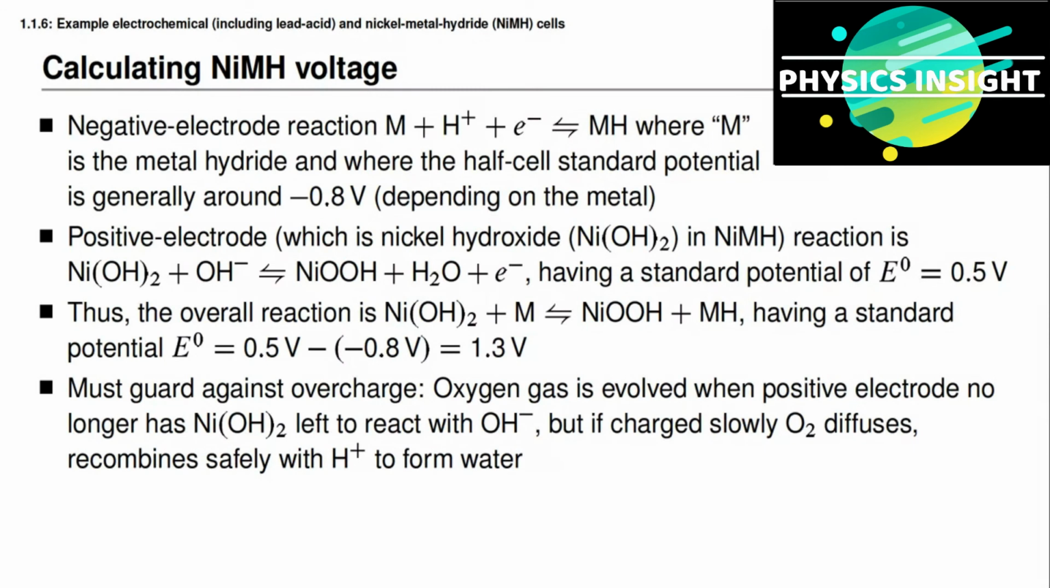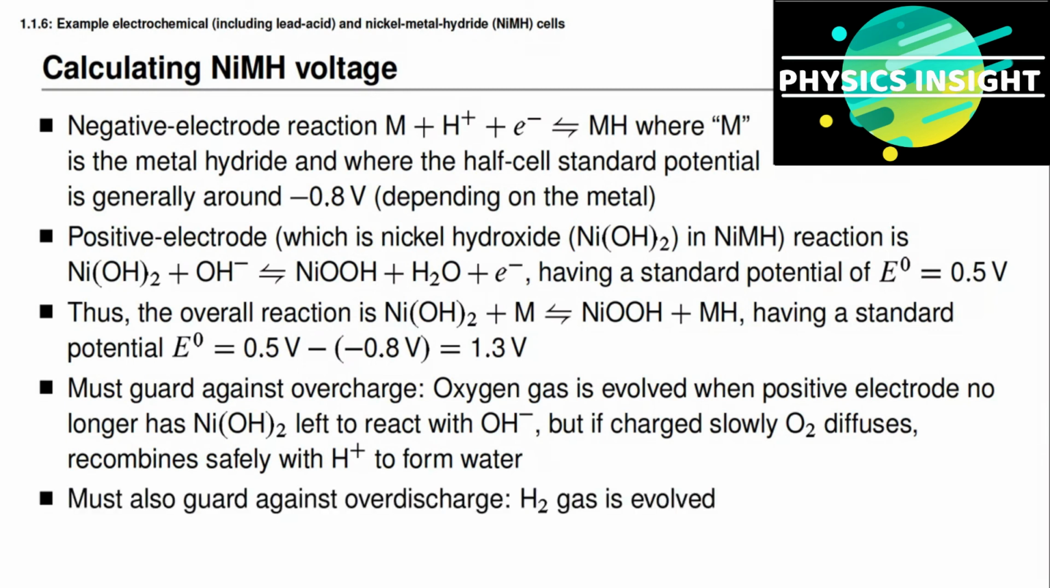But if a nickel metal hydroxide cell is charged very slowly, then oxygen gas can diffuse from one electrode to the other and combine safely with hydrogen to form water. So it actually is possible to slightly overcharge a nickel metal hydroxide battery cell a little bit if it's done, again, very slowly. And we must also guard against over-discharge when hydrogen gas is evolved.